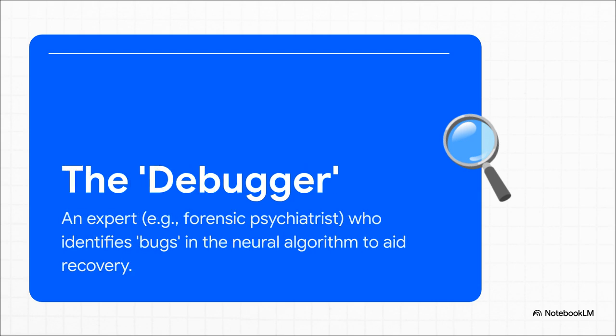Now, as any programmer will tell you, any complex system needs a debugger. So in this human context, who's the debugger? Well, it's supposed to be an external expert, someone like a forensic psychiatrist. Their job is pretty clear: find the bugs in the system, pinpoint where things are going wrong, and then help with the repairs and accommodations needed, which is especially crucial for someone who is neurodivergent.